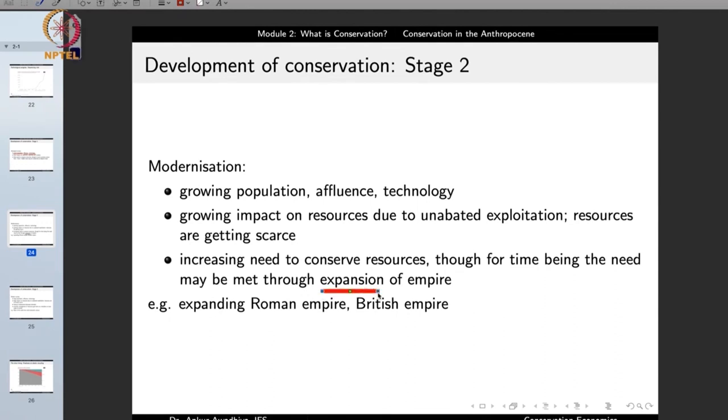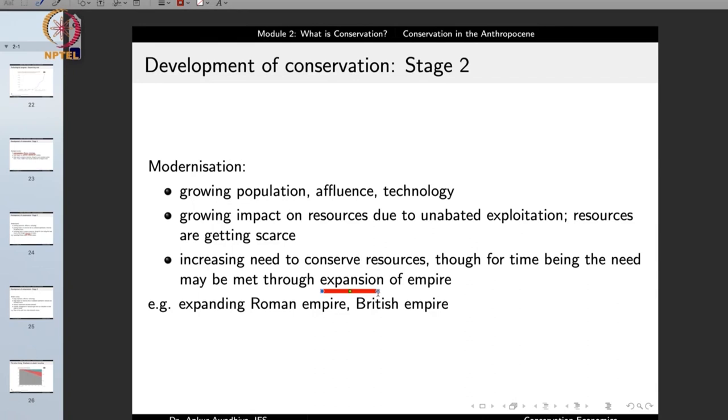So modernization was also a time of expansion. There was an increasing need to conserve the resources, but this need was not very hard pressing, because for the time being, the need for resources could easily be met through expansion of the empire. So we start seeing the expansion of empires such as the Roman Empire or the British Empire.